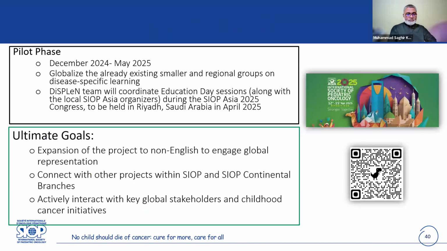So it's a pilot phase. The pilot phase started in December 2024 and will run for six months until the end of May. Basically, this is focused on globalizing the already existing smaller and regional groups on disease-specific learning, especially neuro-oncology. We have done one very successful webinar and we're going to do a second on neuro-oncology again. This plan team will also coordinate an education day session, which is part of the pilot, along with international and local SIOP Asia organizers during SIOP Asia 2025, which is going to be on the 12th of April in Riyadh. You can see the logo and the QR code for that conference.